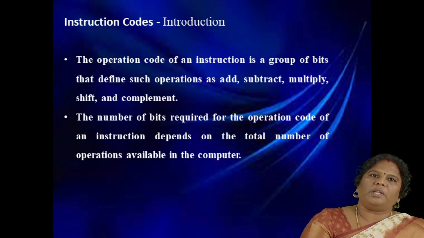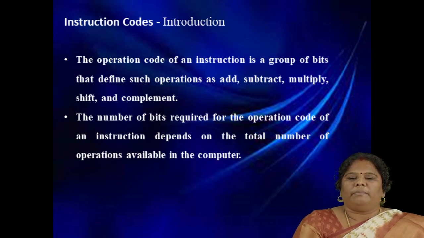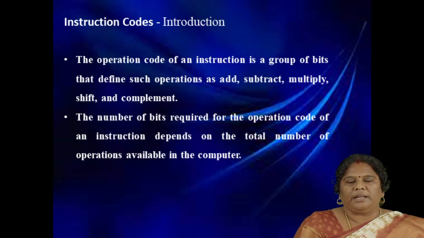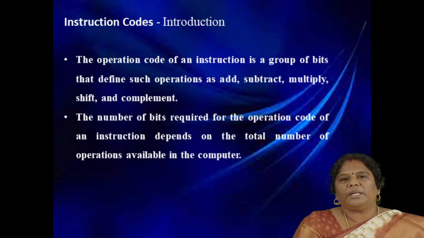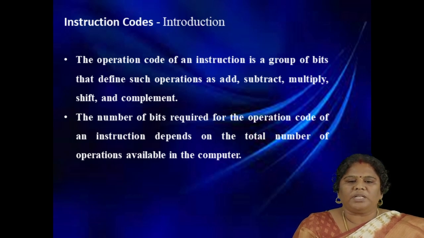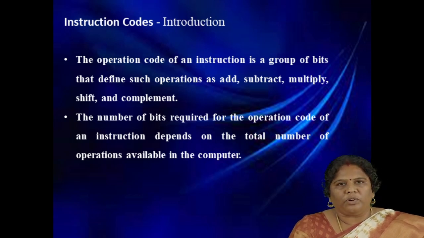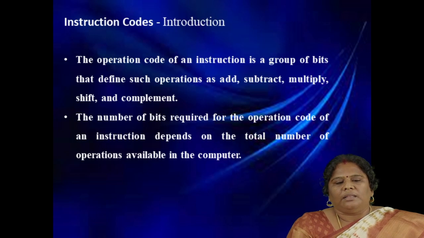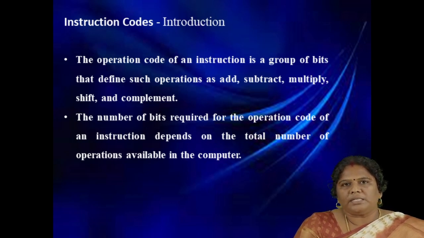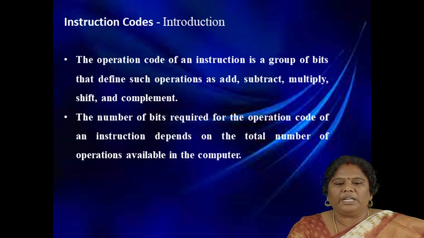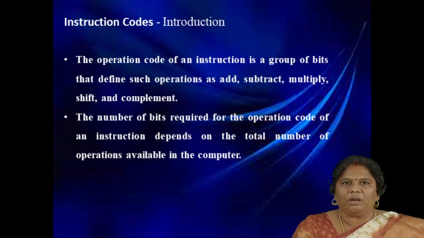Both arithmetic and logical operations can be performed. Addition, subtraction and multiplication are the arithmetic operations. Shift and complement are the logical operations that can be performed by our computer. The opcode helps to perform these types of operations. How many bits are used for the operation code? It depends on how many operations can be performed by the computer, which determines the number of bits required for the operation.